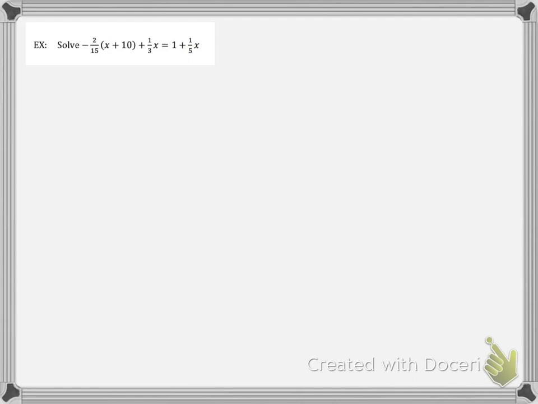So we're going to use the same process here. What should I multiply both sides by? I could, yeah, 30 would work. It wouldn't hurt. I just have bigger numbers all the way around. But my LCM is 15.